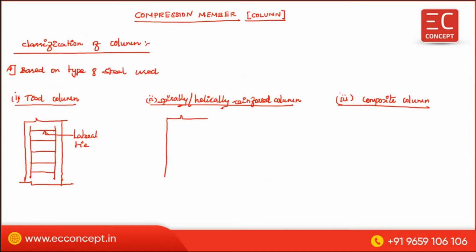Now the spirally reinforced column. This is the column, and this is the spirally reinforced column. The last one is a composite column.